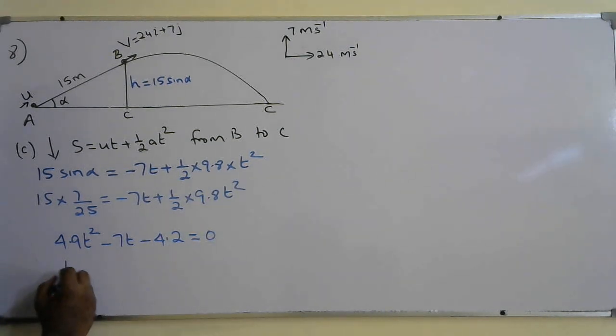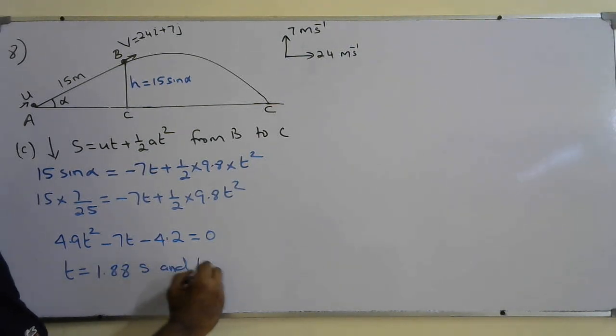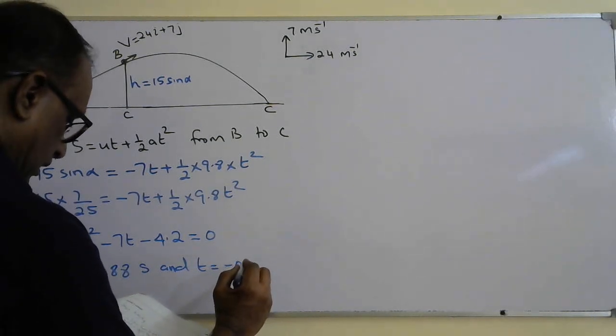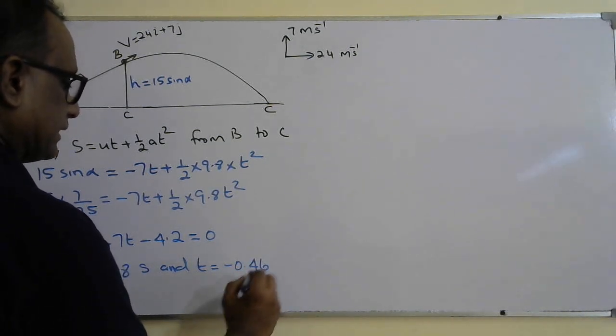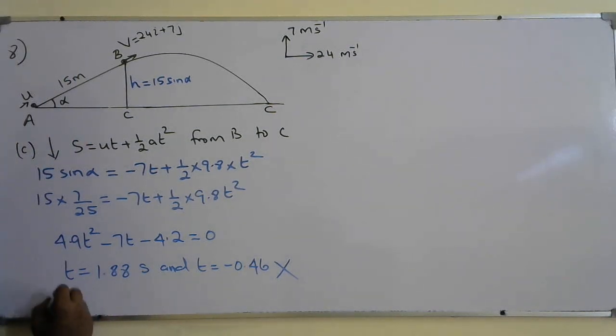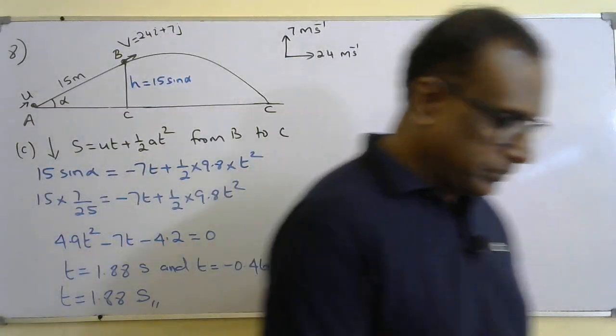Solve it by using the calculator equation mode. You will get t equals 1.88 seconds and t equals minus 0.46 seconds, but it can't be, because time can't be negative, so the time taken is 1.88 seconds. That's the answer for C part.